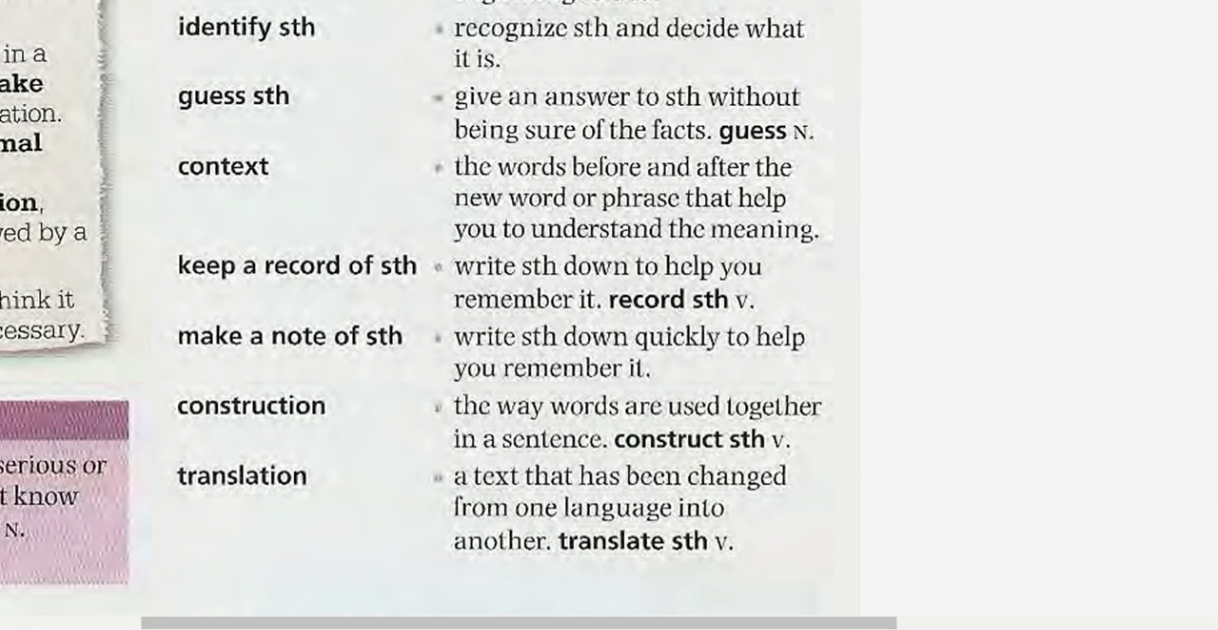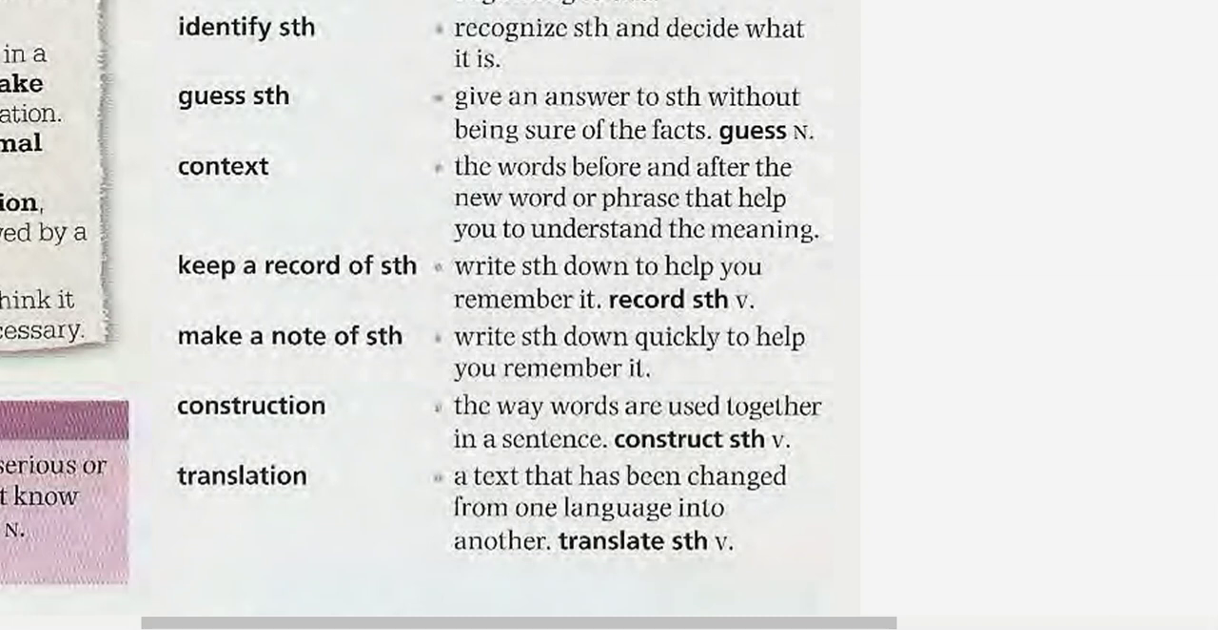Record something. ثبت اطلاعات کردن چیزی، verb هست. فعل هست. Make a note of something. Make a note یعنی یادداشت برداری کردن of something از چیزی. Write something down. یادداشت برداری کردن از چیزی. Make a note of something شبیه keep a record of something هست. جفتش تو توضیحاتش میگه write something down quickly to help you remember it. جفتش برای remember it هست. شما به خاطرش بیارید.